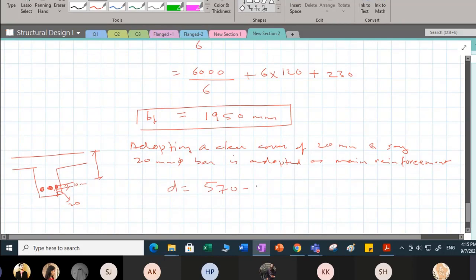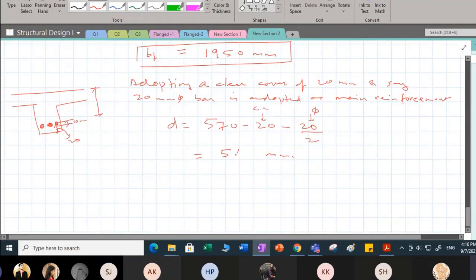minus clear cover, 20 mm, minus diameter of bar divided by 2. So 20 divided by 2. This 20 is your clear cover and this 20 is your diameter of the bar. If I do this calculation, I get 540 millimeter. So you have D as 540 millimeter. Now, how to design my flexural reinforcement?